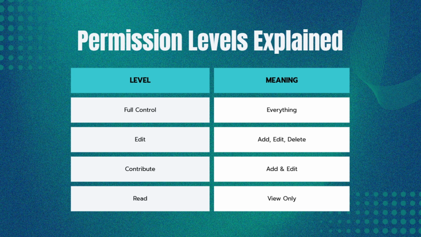We have certain common permission levels: full control, edit, contribute, read. Full control, we generally give to the global administrator or site administrator, who has access throughout all the SharePoint site. With edit permission, the user or the group can edit, delete, and add. With contribute, they can only add and edit. They cannot delete the file or item. With read permission, they only have view access to the file or library.